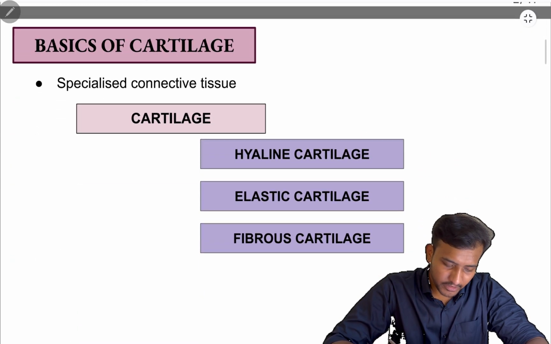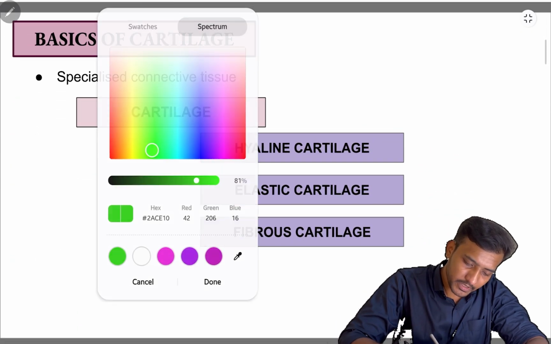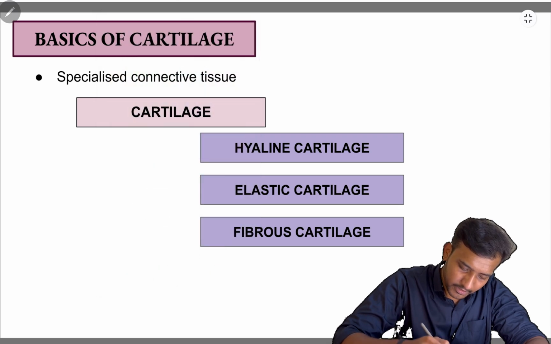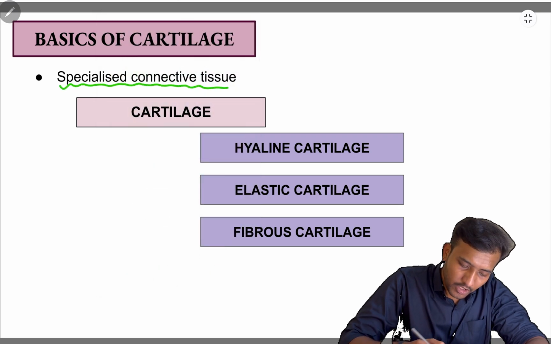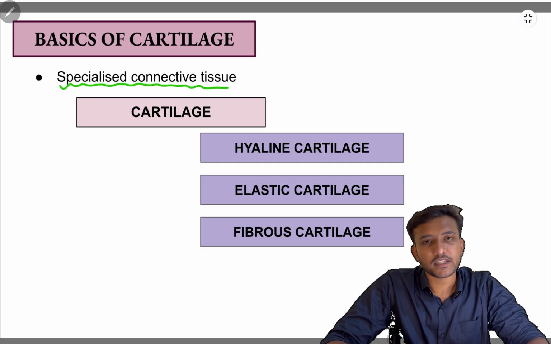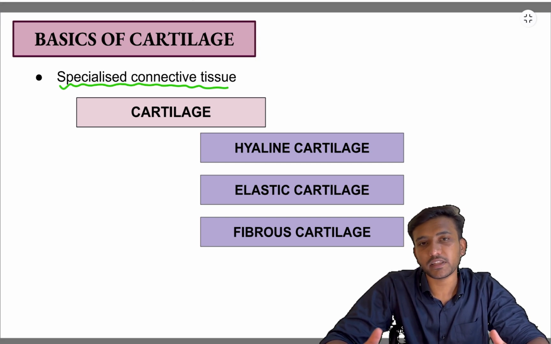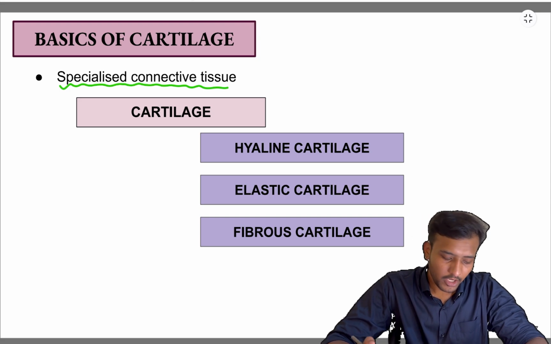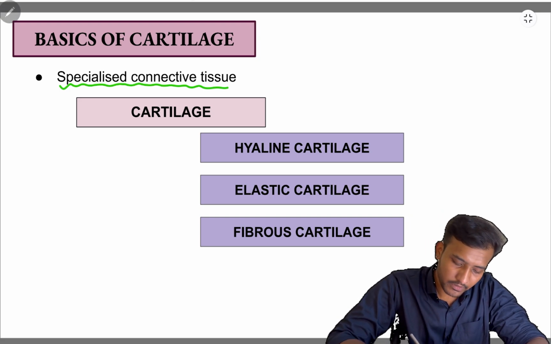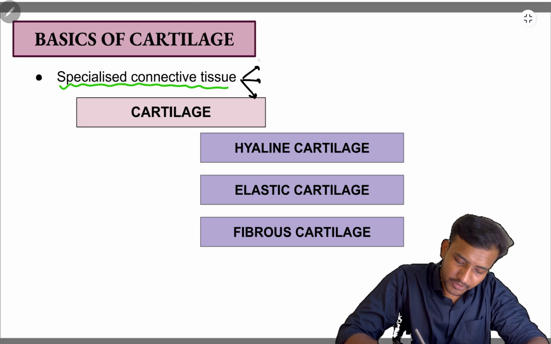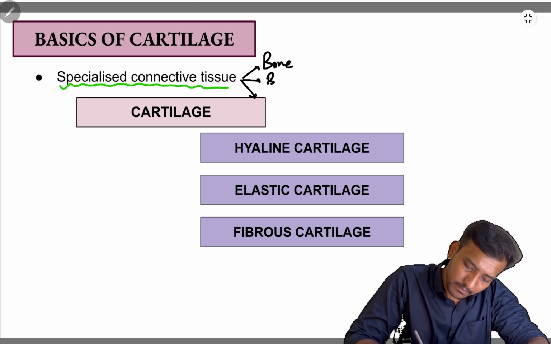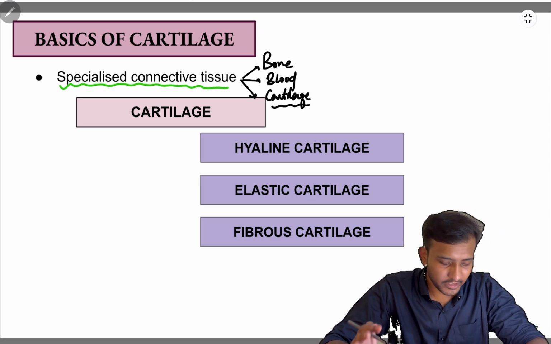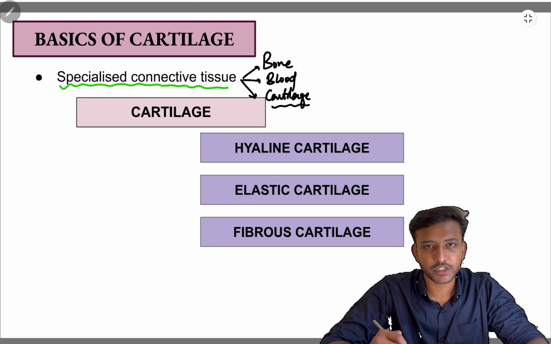Now to start with the basics of cartilage, first you need to remember the cartilages are nothing but your specialized connective tissue. Now, what do you mean by specialized connective tissue, guys? You have connective tissue which is acting as a filling material in between the rest of these important tissues. Now, these specialized connective tissues are of three types, right? One is your bone, another one is your blood, another one is your cartilage. These are the main specialized connective tissue. So understand this one, that the cartilage is a specialized connective tissue.